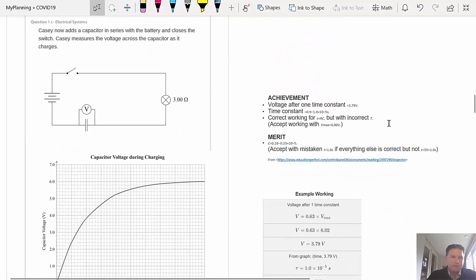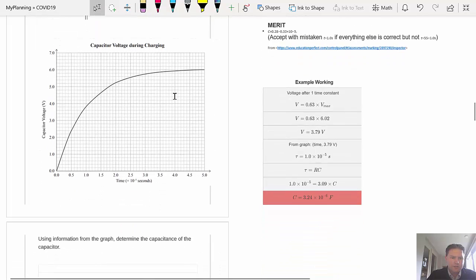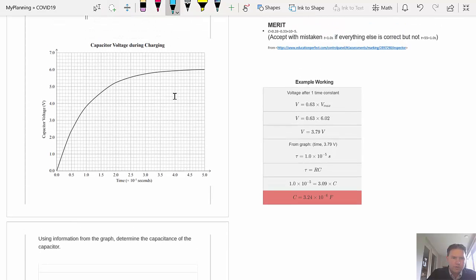Cassie now adds a capacitor. So we see a capacitor over there in series with the battery and closes the switch. Cassie measures the voltage across the capacitor as it charges. Use information in the graph to determine the capacitance. So you want to say, well, it goes to 6 volts, which is V max, and what's 63% of 6, which is 3.78 volts, so I come up to 3.8 volts.